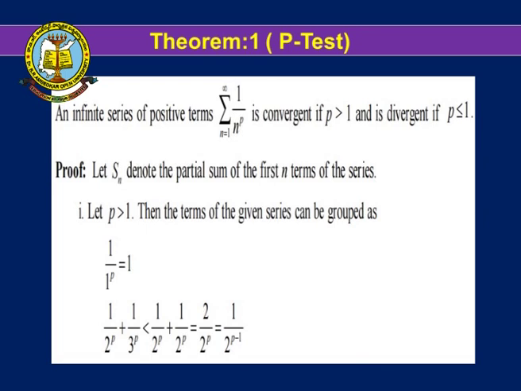Now for the next two terms I take 1 by 2 power p plus 1 by 3 power p. It is less than 1 by 2 power p plus 1 by 2 power p, because 2 is less than 3. This right side equals 2 by 2 power p, which we can write as 1 by 2 power p minus 1. So the first term, second term and third term are over.